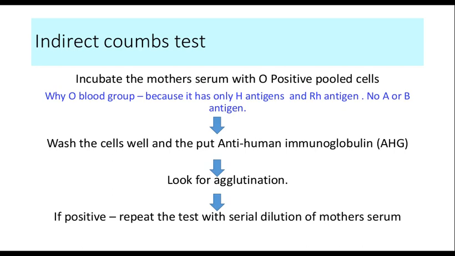We incubate the mother's serum with pooled O positive cells. The O positive cells will give us the Rh antigen, and they also don't have the A or the B antigen, so mismatch reactions will not occur. We incubate the mother's serum with pooled O positive, Rh positive cells. Then we wash these cells and put anti-human globulin and look for agglutination. If we get a positive result, then we do serial dilutions of the mother's serum to see at what dilution does the test change from positive to negative.